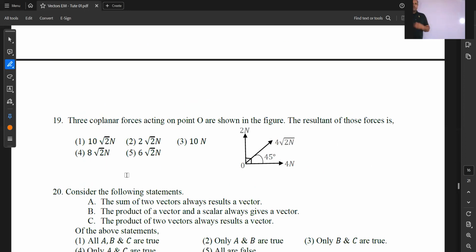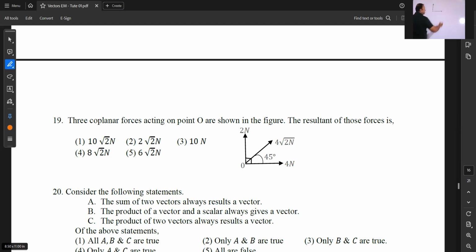Question number 19, please do it quickly. So what will be the answer? There are three forces acting on the same point. One is 1 Newton, another is 2 Newton, and another one is 0.2 root 2 Newton. So what would be the resultant force?